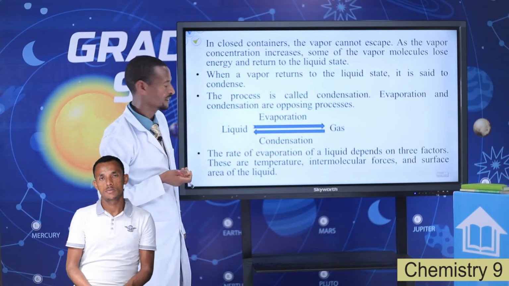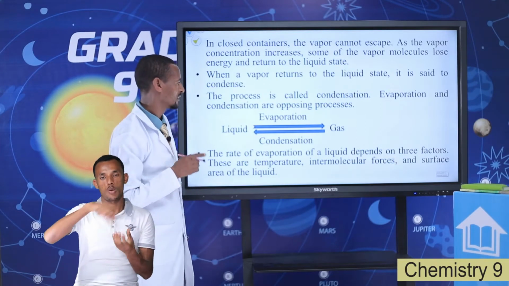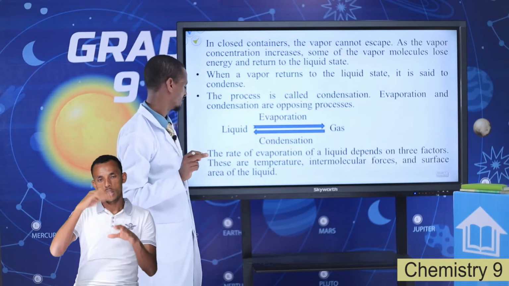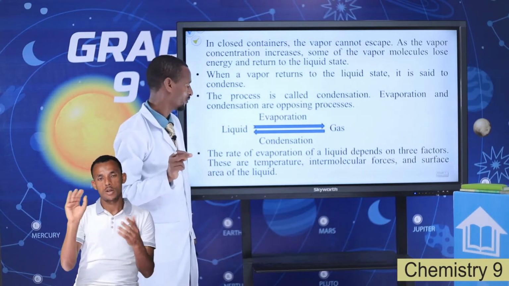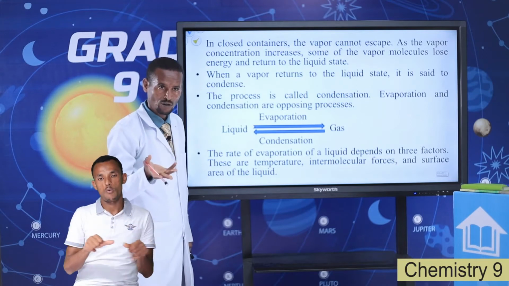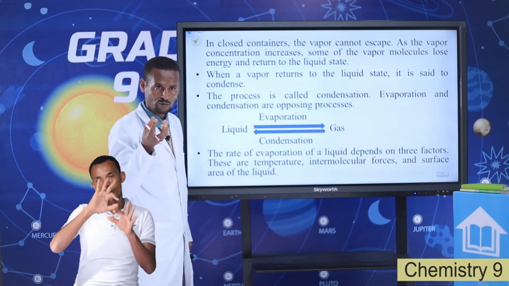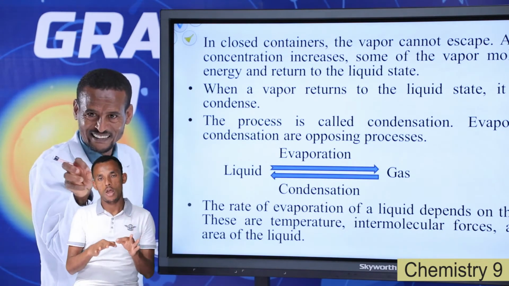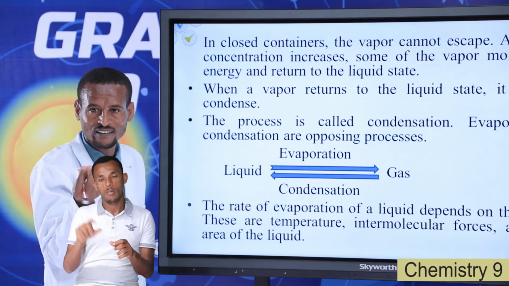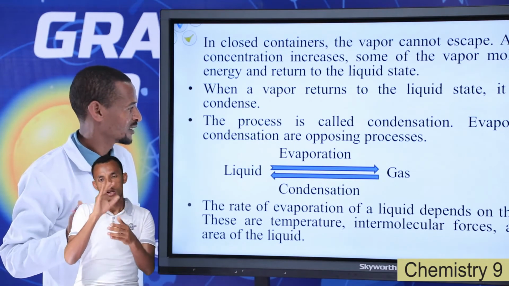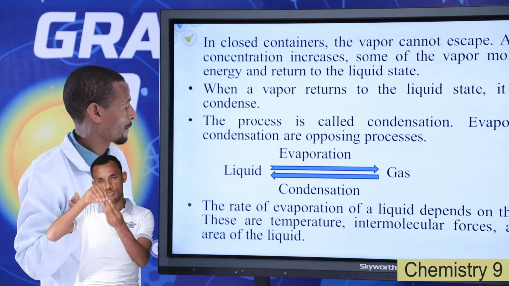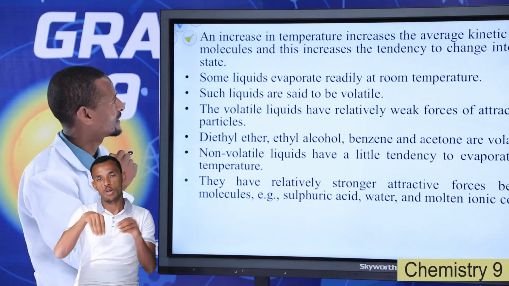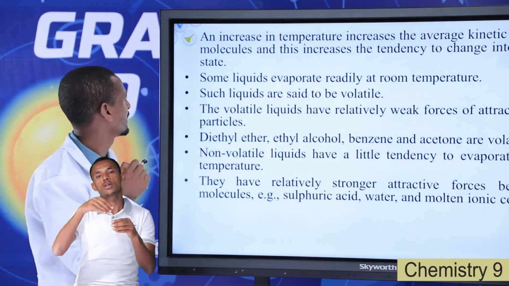The rate of evaporation of a liquid depends on three factors. These are temperature, intermolecular force, and surface area of the liquid. As the intermolecular force increases, since the molecules hold each other closer, their evaporation increases, okay? Temperature increases the average kinetic energy of the molecules, and this increases the tendency to change into the gaseous state.